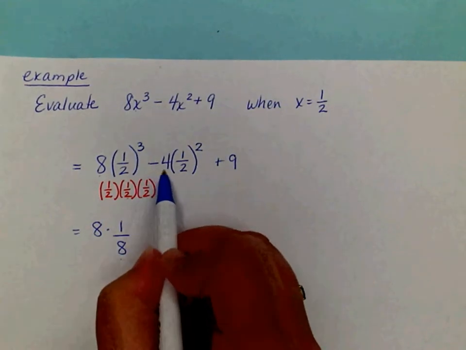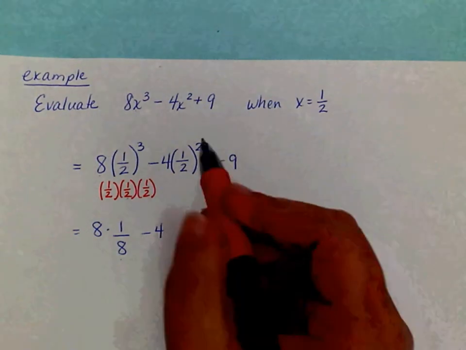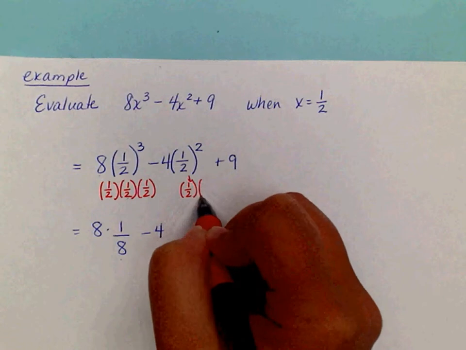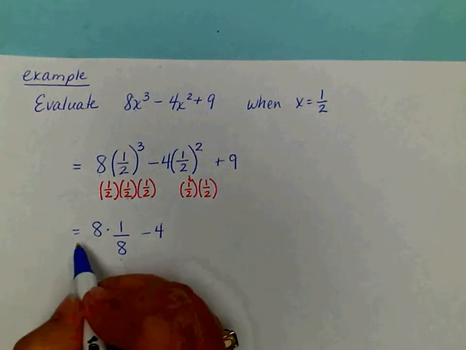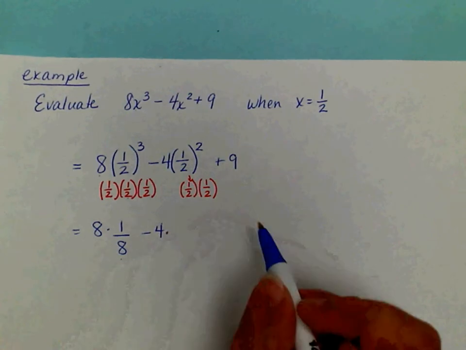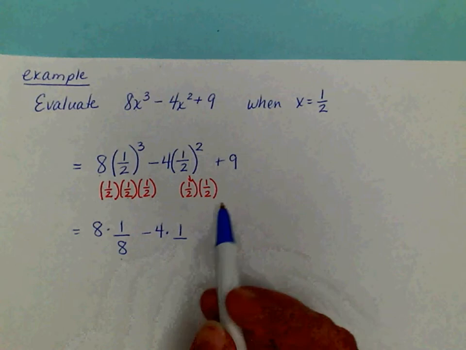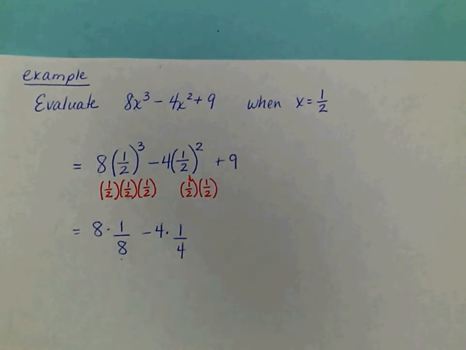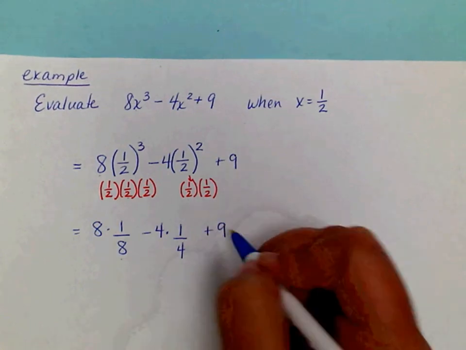Next term, bring down our minus 4. And notice now we're taking that fraction of 1/2 and squaring it. So we have 1/2 times 1/2. Same as what we did a while ago. Multiply the two numerators together. 1 times 1 is 1. And denominators, 2 times 2 gives us a 4. Last term is that plus 9. So again, we bring it straight down.